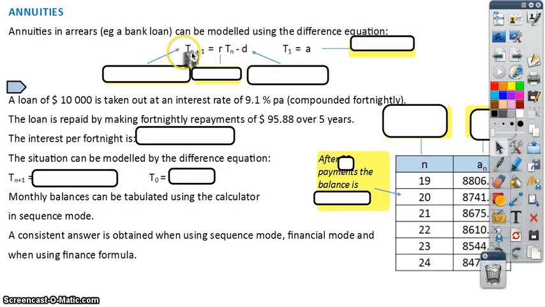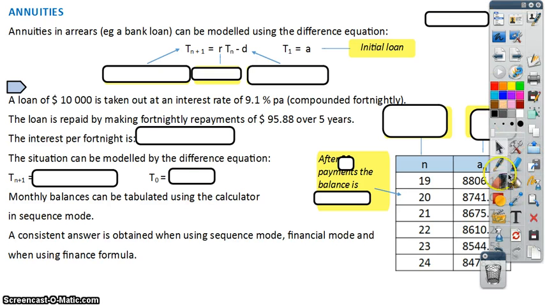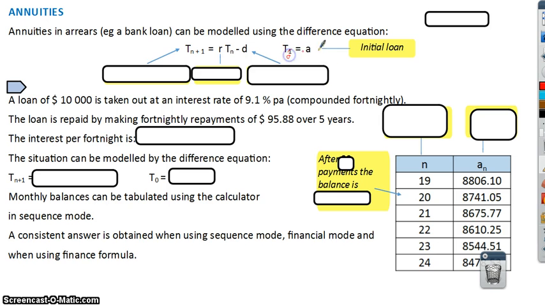Okay, annuities in arrears can be modelled using a difference equation. So what we do is we borrow a certain amount of money, which I'm going to call T0. So our initial loan here, T0, is how much we borrow. Then there's an interest rate applied to it. So as soon as you borrow the money, the bank whacks it up immediately and says, okay, you owe us more than you used to.